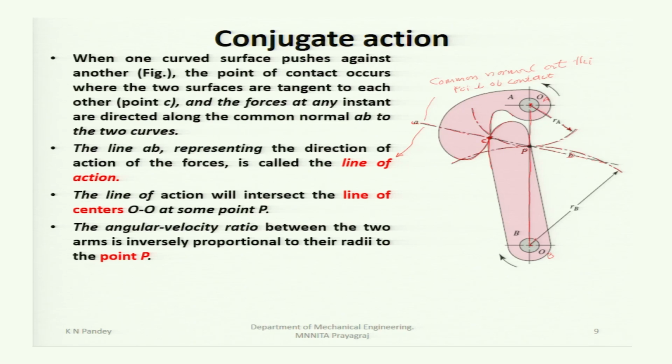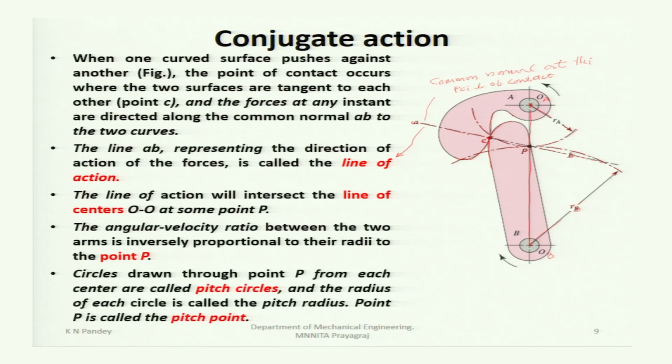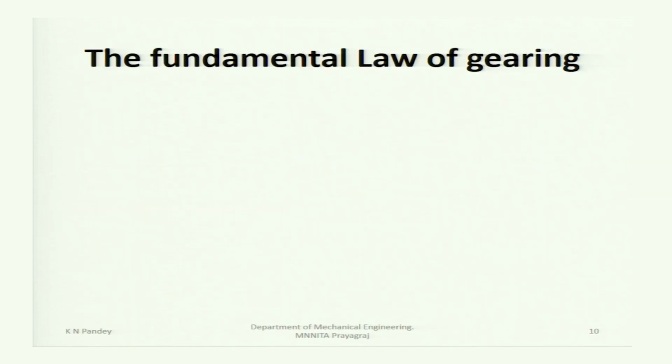OB. So, this is the pitch radii RB of this one. Circles drawn through point P from each center are called pitch circles. This will be the pitch circle. The radius of each circle is called the pitch radii. RA is the pitch radii of body A and RB is the pitch radii of body B, and point P is called the pitch point.